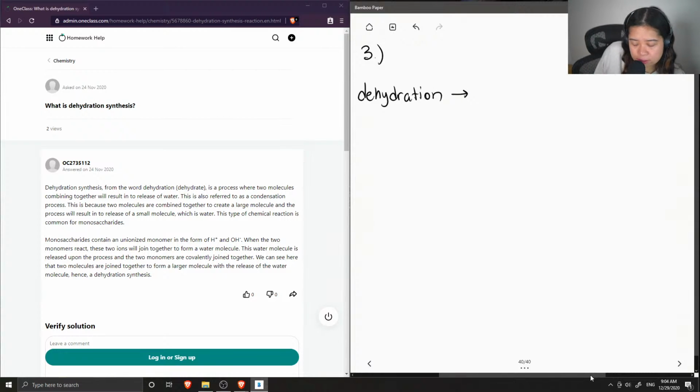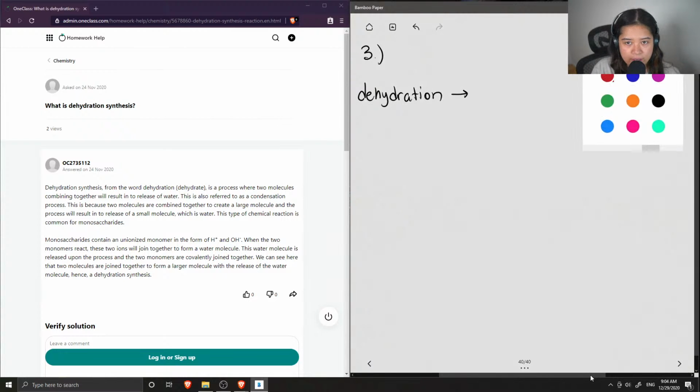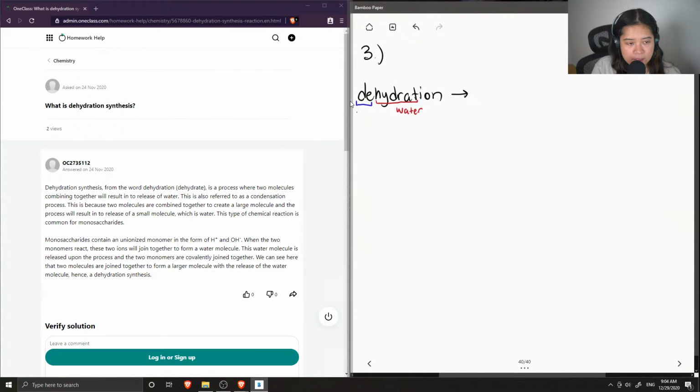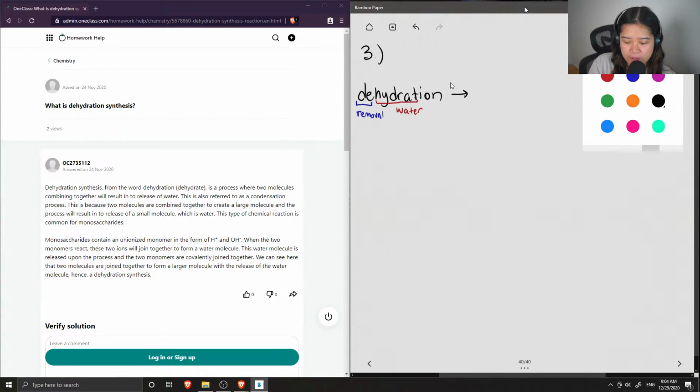Okay, so even though let's say that we didn't know anything about the word dehydration, if we try to analyze it, we'll see that it has hydra. So this has something to do with like water. And it has the prefix D. This is kind of like removal. So already we can kind of guess what the definition would be.